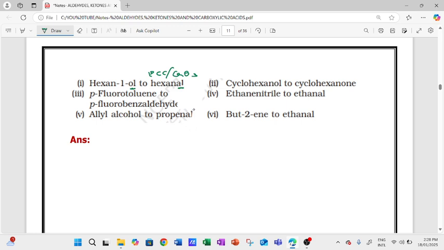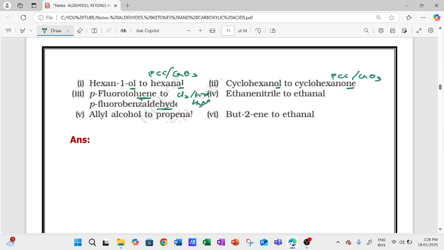Now, para-fluorotoluene to para-fluorobenzaldehyde. Toluene to benzaldehyde. In the last video, I discussed this preparation. We can use any of three methods: the etard reaction, or acetic anhydride with chromium trioxide, or side chain chlorination, that is chlorination in the presence of sunlight followed by hydrolysis. Any one method.